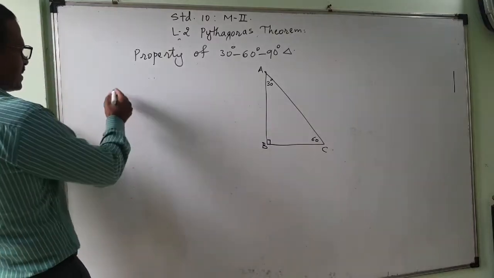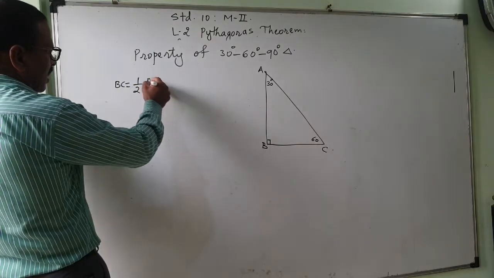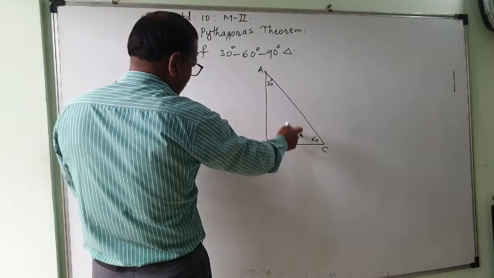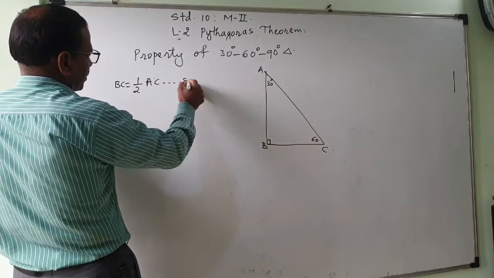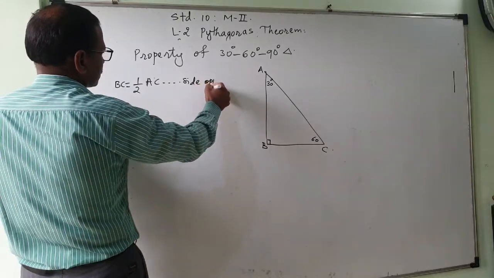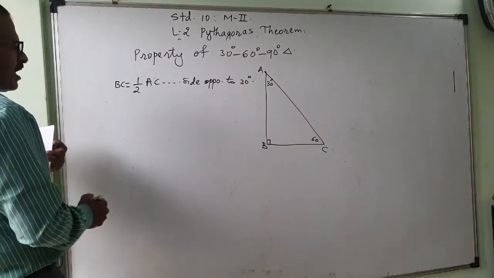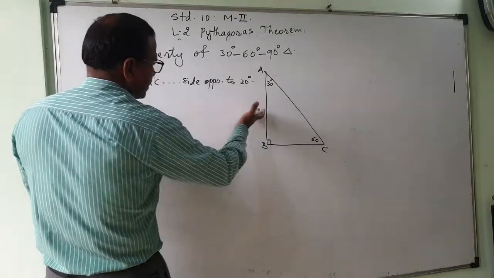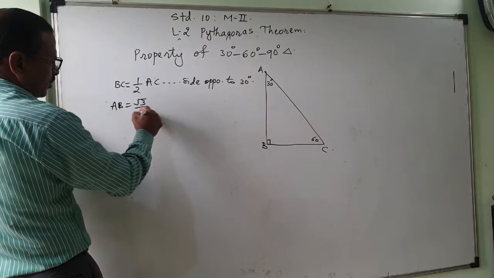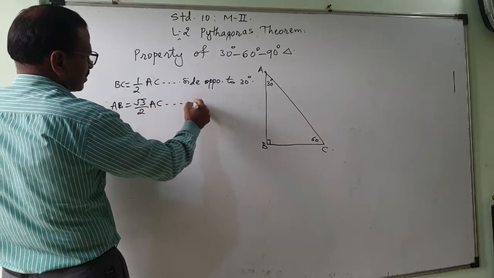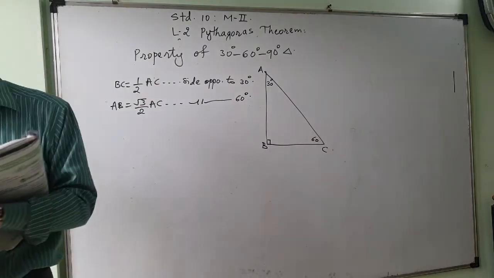So how much will be BC? BC is equal to 1 upon 2 AC. BC is the side opposite to 30 degree. It will be half the hypotenuse. Don't forget these things. And the side opposite to 60 degree is AB. AB is equal to root 3 upon 2 into AC. So this you should know.